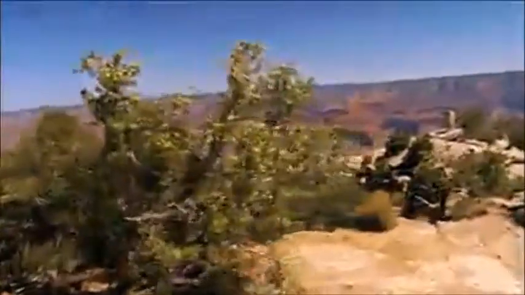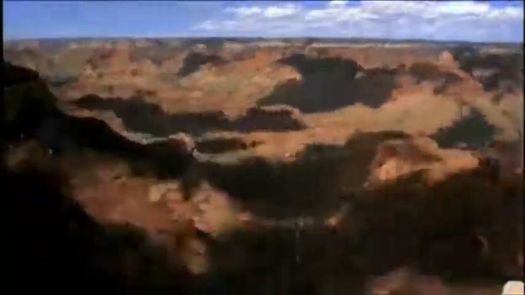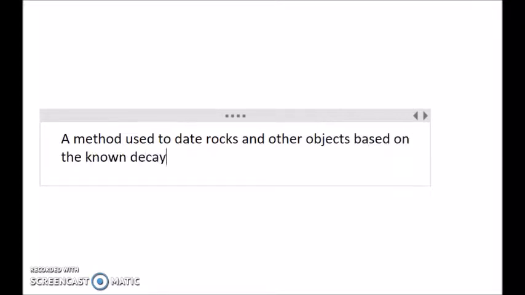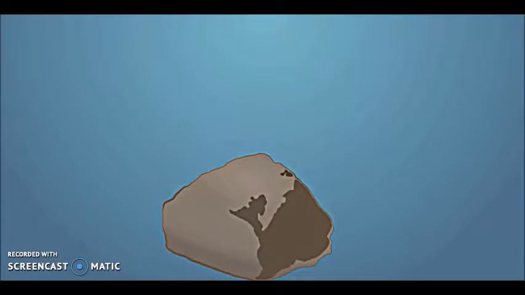In order to sort geographic events from the past, scientists need to have a method to do so. Whether we just discover a new dinosaur or find out what wiped out an entire river, radioactive dating helps us to learn more about our history. Radioactive dating is a method used to date rocks and other objects based on the known decay rate of radioactive isotopes. Radioactive dating is used to help scientists estimate the age of an element or material.